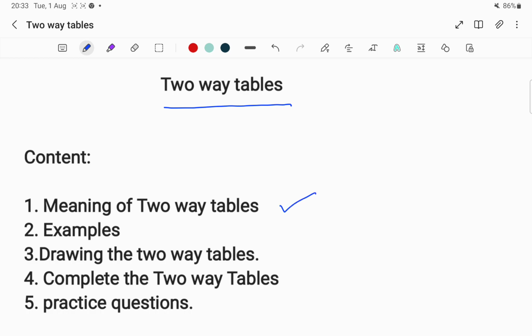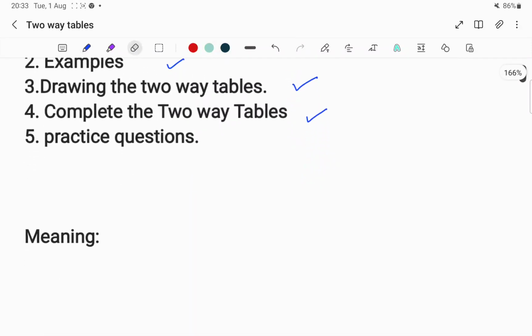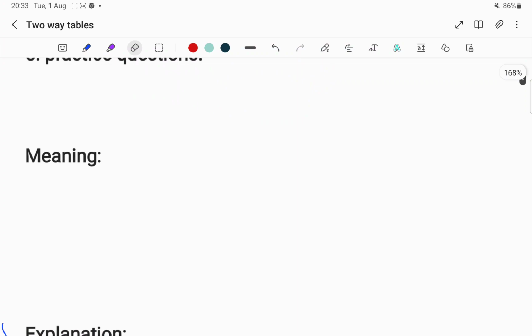That includes what is the meaning of two-way tables, a few examples, then how to draw a two-way table, complete the two-way tables, and in the last there will be some practice questions. So let's start with the meaning of two-way tables. Basically, if I just look at the name two-way tables, it gives us two pieces of information, or it is used to display two sets of data.